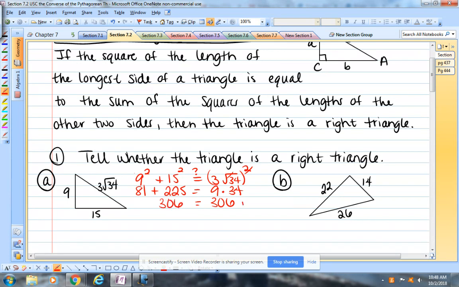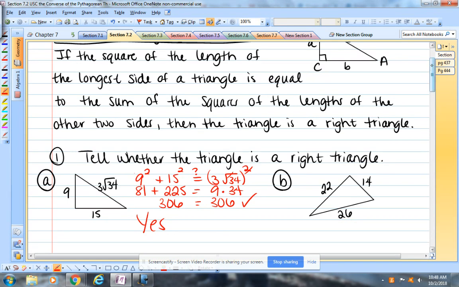So, the Pythagorean theorem worked, didn't it? So, yes, this is a right triangle. So, if I check out both sides, if the sum of the squares of my legs equals the square of the longest side, then it is a right triangle. Okay, if it works out to be true, then you say yes.